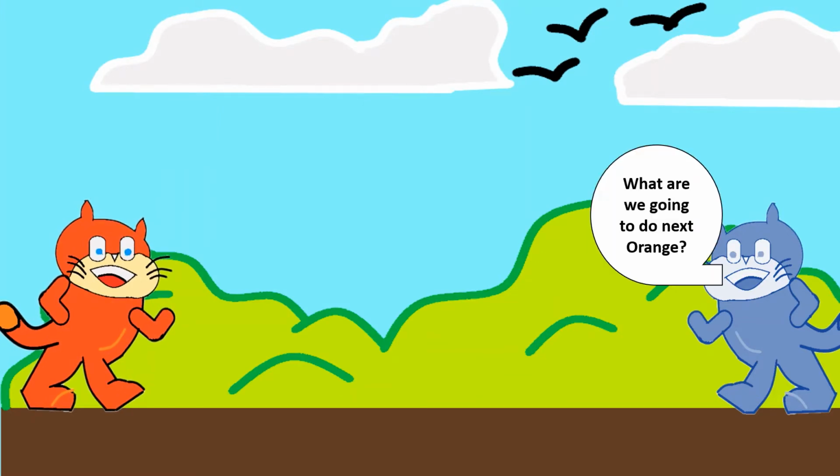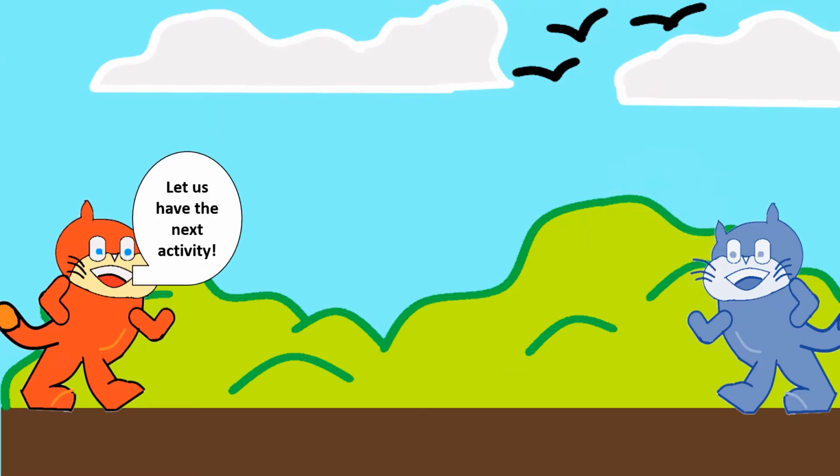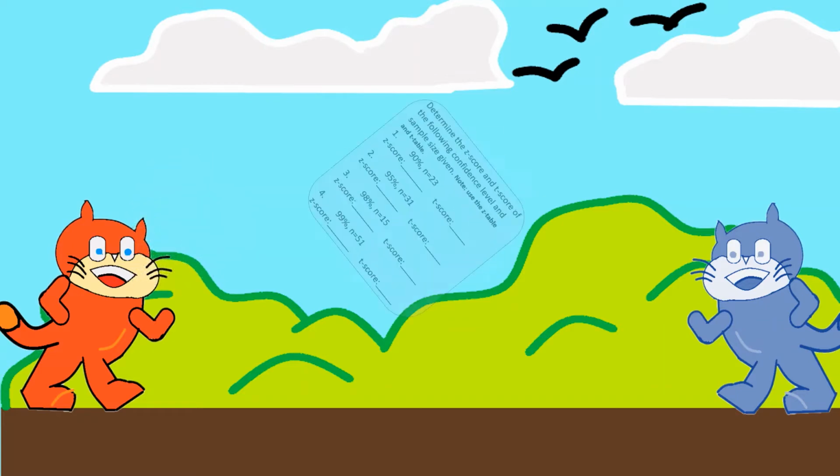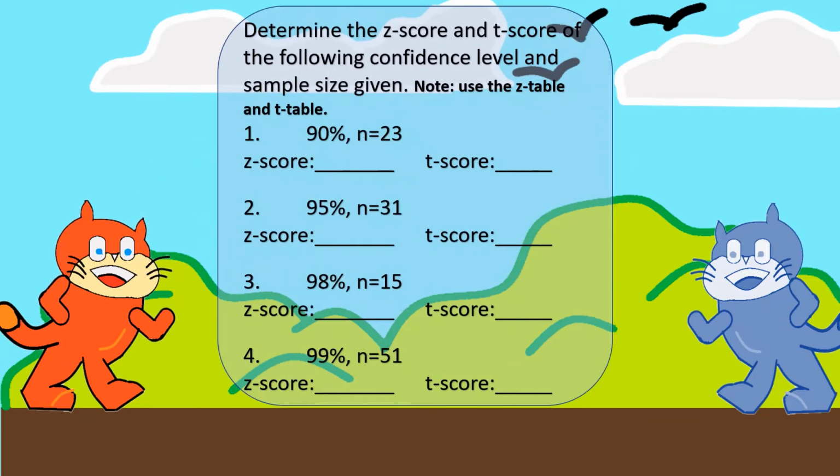What are we going to do next, Orange? Let us have the next activity. Here is activity 2. Determine the z-score and t-score of the following confidence level and sample size given. Note, use the z-table and t-table.